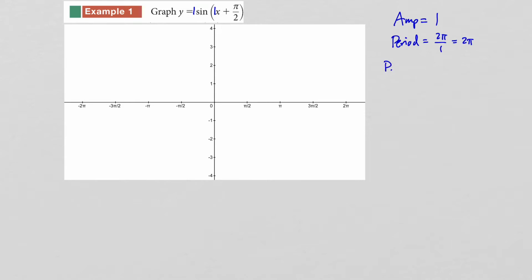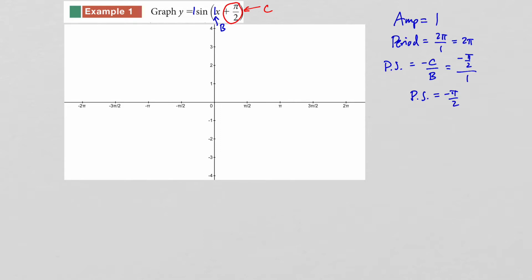Now the phase shift, which I will call PS for phase shift, is given by taking negative c and dividing it by b. Now in this problem, c is pi over 2. And we already mentioned that b is equal to 1. So the phase shift for this graph is going to be negative pi over 2 divided by 1, and that gives us a phase shift of negative pi over 2.